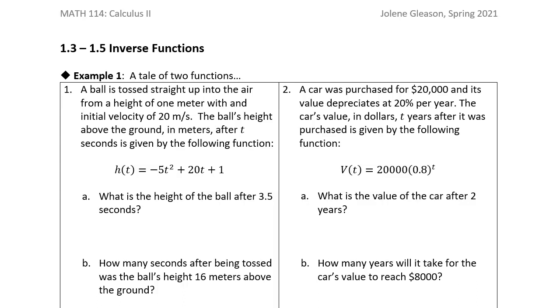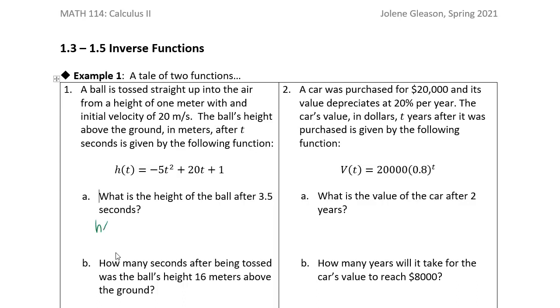In this first problem, we have a ball that's tossed straight up into the air, and we're given the function for height over time. The height is in meters, the time is in seconds. If we know the time, we can plug in the time and calculate the height. That's what part A is asking us to do. We're asked to find the height of the ball after 3.5 seconds. So really all we need to do is plug in that value for t.